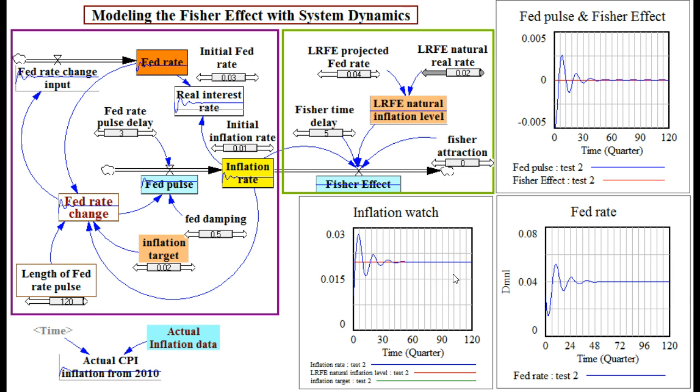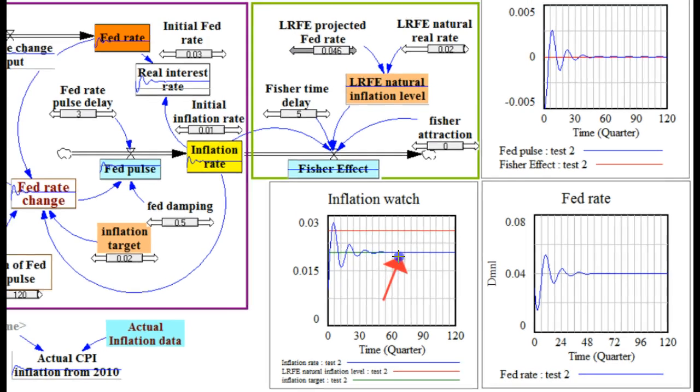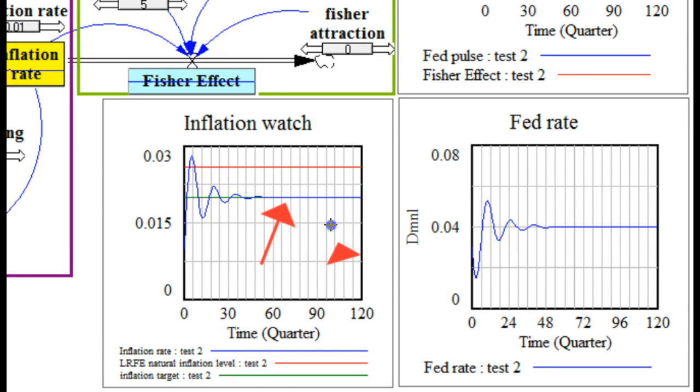And I'm going to show you first, there's two lines that I'm going to be comparing here. First, I'm going to be comparing this blue line with the red line. The blue line is the Fed's inflation target, and the red line is this natural inflation level of the long-run Fisher effect. So in essence, when the Fisher effect has power, the economy, the inflation rate wants to move to that red line.